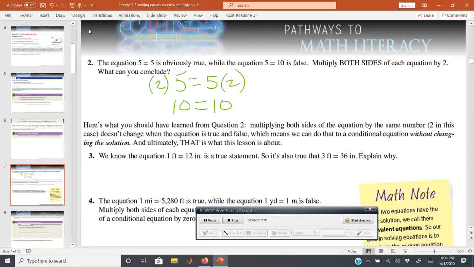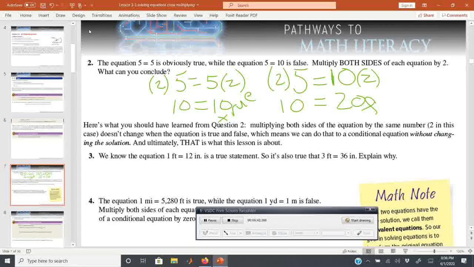Multiply by 2, multiply by 2, I get 10 equals 10. When we say 5 equals 10, which is a false statement, multiply both sides by 2, and as we've been doing, I'm using the parentheses, 10 equals 20. The first is still true. This is still false. So multiplying both sides did not change whether it was true or false.